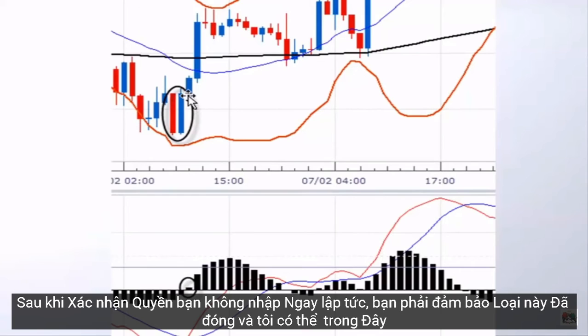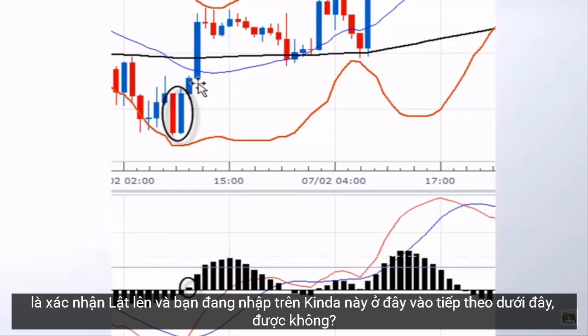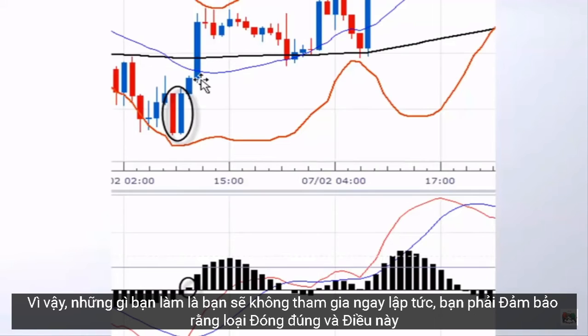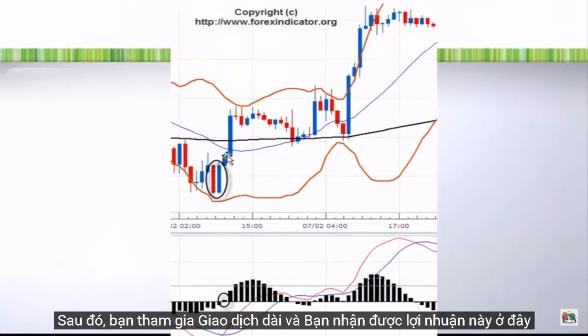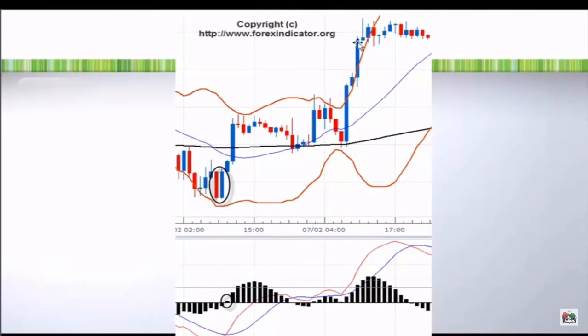And after the confirmation, you do not enter straight away. You have to make sure that this candle closed and the MACD indicator is confirmed flipped up, and you will enter on the next candle here. So you will not enter a trade immediately. You have to make sure that this candle closed and this MACD is above. Then you enter a long trade and you grab this profit here.